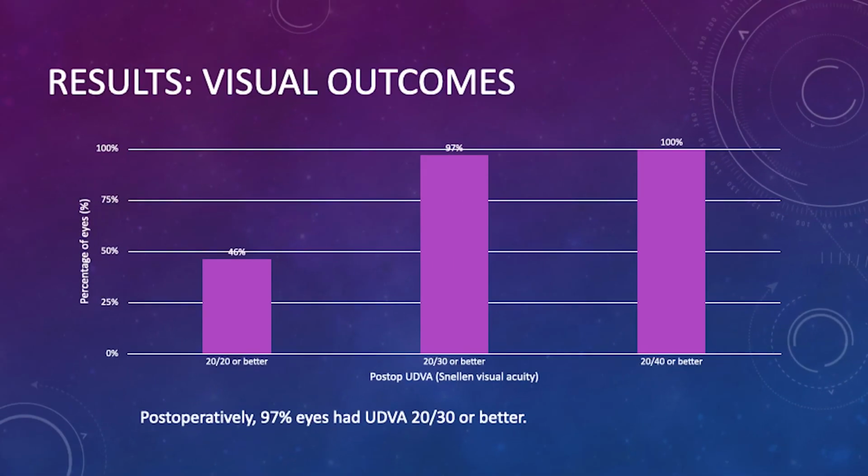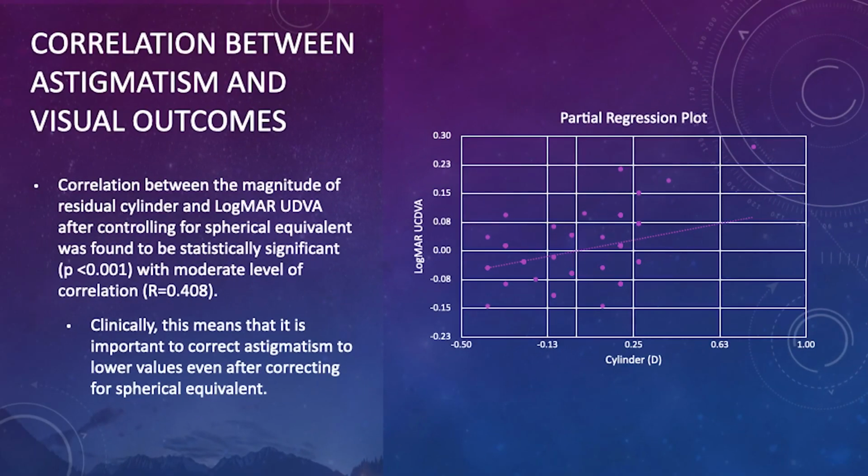And this is just showing the visual outcomes. 97% were 20/30 or better. And again, we're just talking about outcomes and the improvement of visual acuity. And this is just showing that we've got to correct the spherical equivalent so that we know that we can improve the cyl. If we don't correct the spherical equivalent, we're not going to improve. It doesn't matter what we do with the cyl. They'll still have to wear glasses.